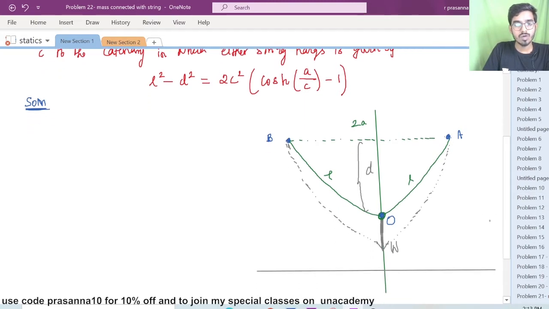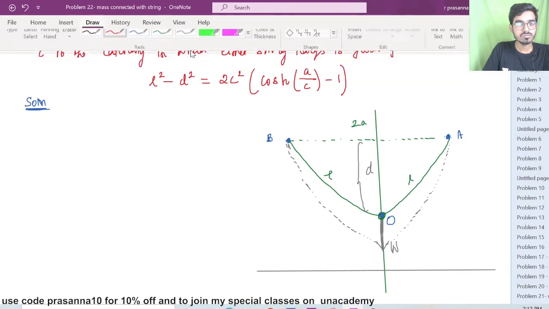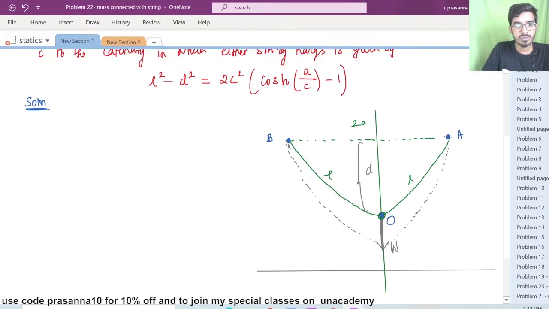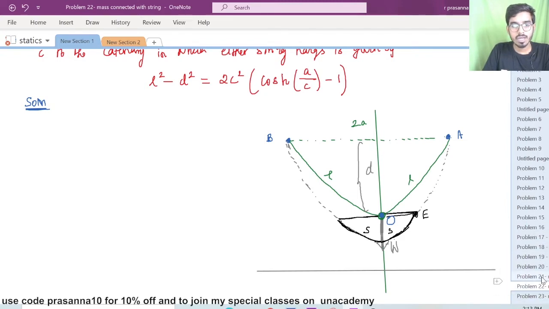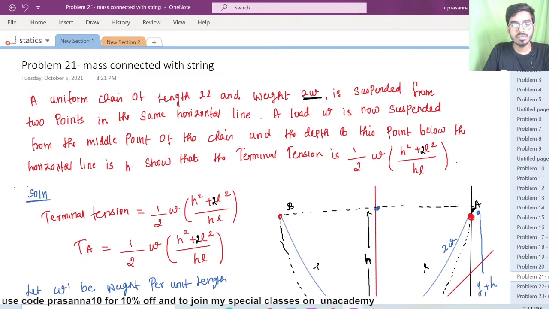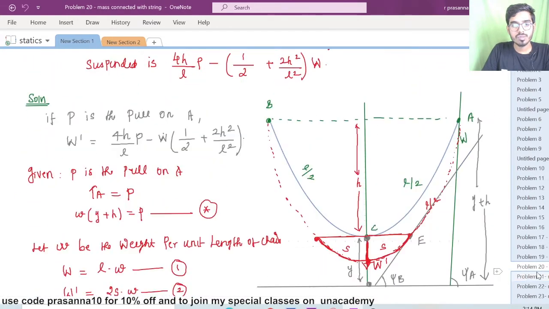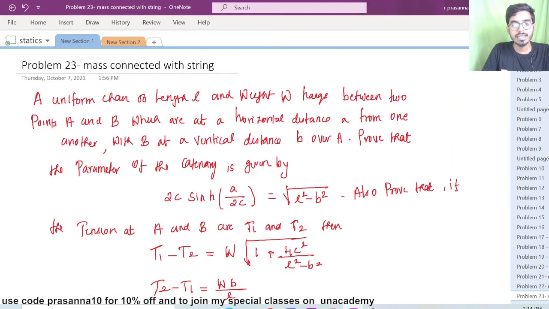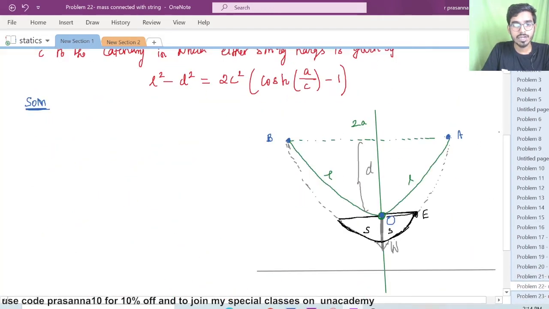So let me complete the diagram first. Let this length be L. This portion of catenary is after attaching a weight W at O. Let this distance be S. The diagram is similar for all the problems that we did, the 21st problem, the 22nd problem. We are drawing the same diagram only, so don't get confused. All these problems have a special condition that a weight W is attached to the string. So we will continue our problem.